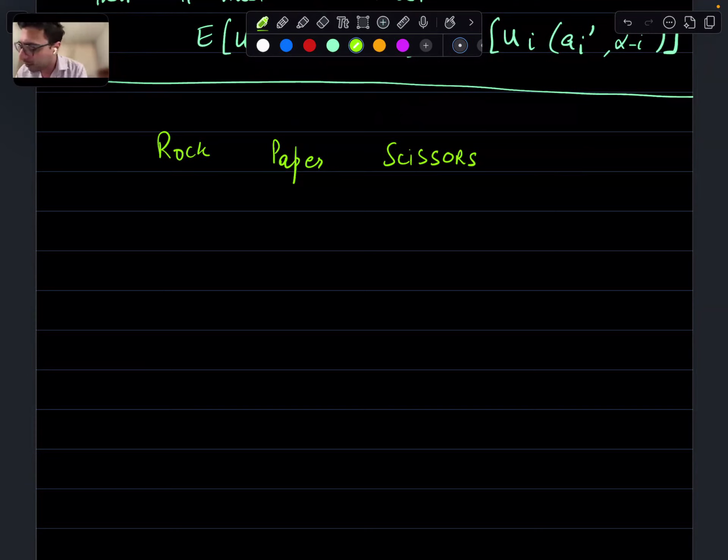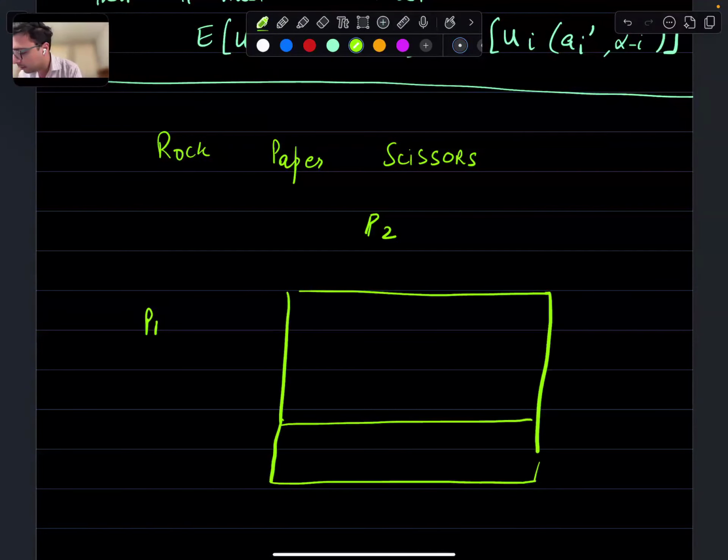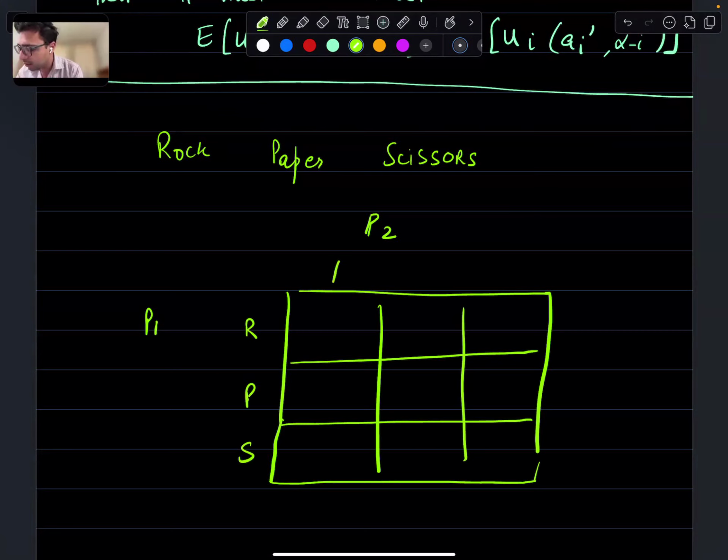When you play this game, it's a two-player game, so let's do P2 here, P1 here, and the actions available to them. Suppose they play this game just once, so you have a single payoff matrix. If both players choose the same action, so let's say both of them choose rock, then you have 0, 0. With paper, you have 0, 0. Right? That's just a tie.